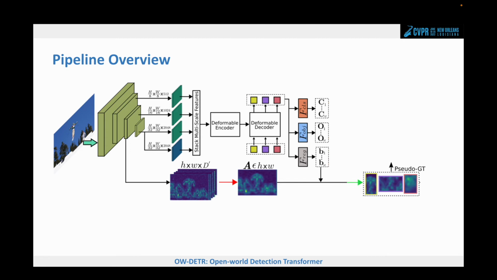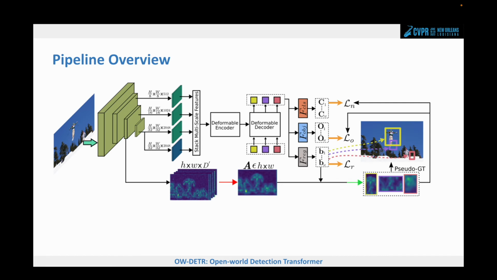The queries with high score S_O are selected as candidate instances and labeled as unknowns. The pseudo GT along with the GT known queries are treated as foreground objects and used to train the objectness branch F_OBJ, while the regression branch F_REG is used to predict the bounding boxes. A novelty classification branch F_CLS classifies the queries into one of the many known classes and the unknown class.